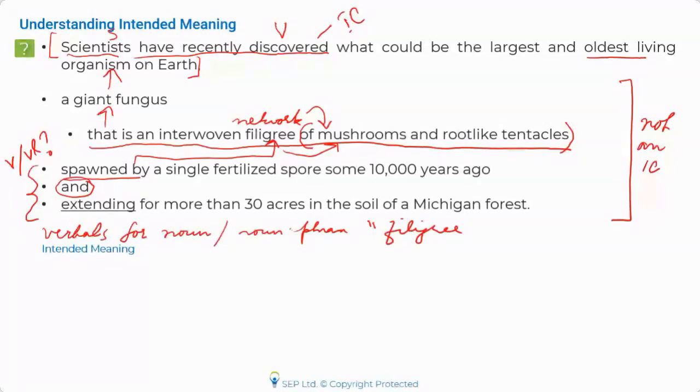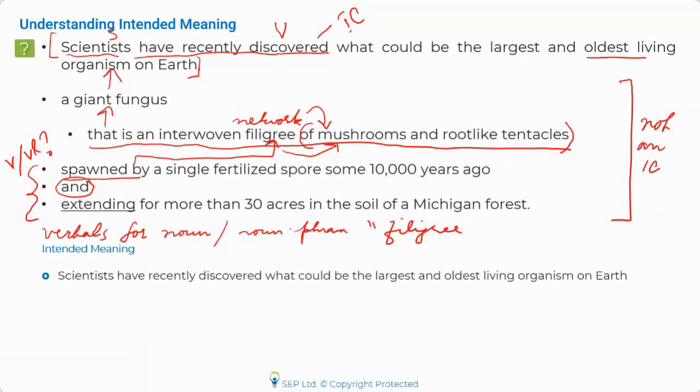Because we don't have a that, it is not modifying giant fungus. If you wanted a modifier for giant fungus, then according to parallelism, the sentence should have been a giant fungus that is and that is extending. But because we don't have another that, the extending is basically a verbal parallel to spawned by. And the takeaway is ed verbal and ing verbal can be parallel, guys. If you have any questions, please put in the question box, chat box.